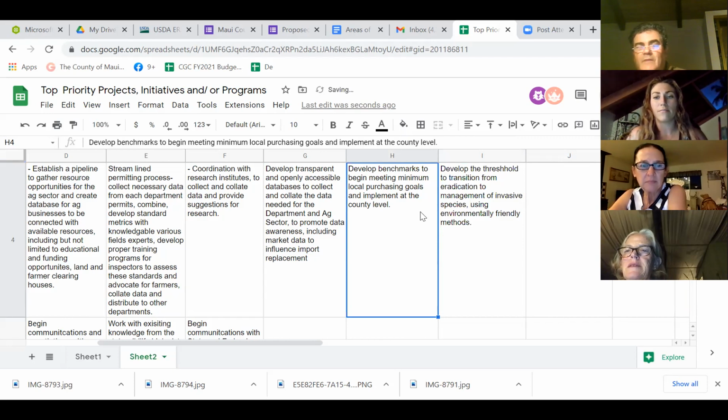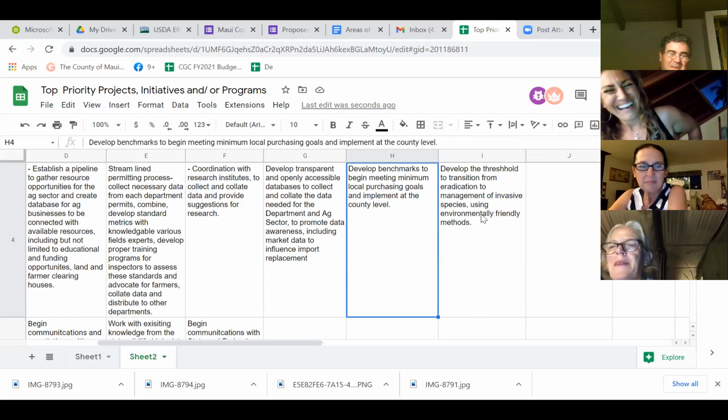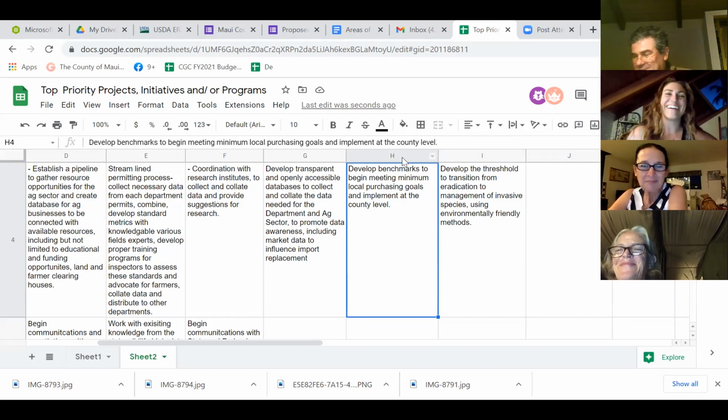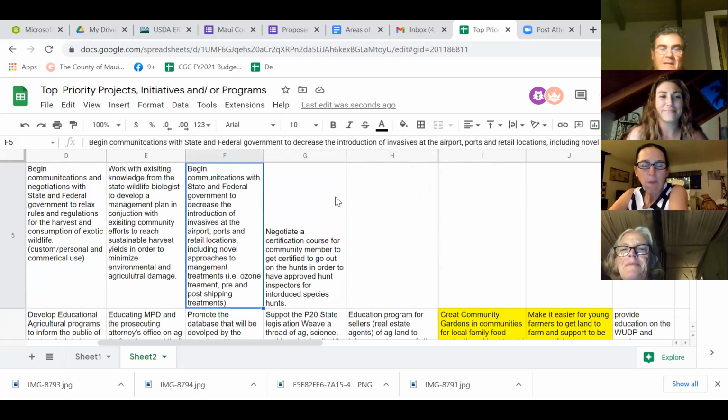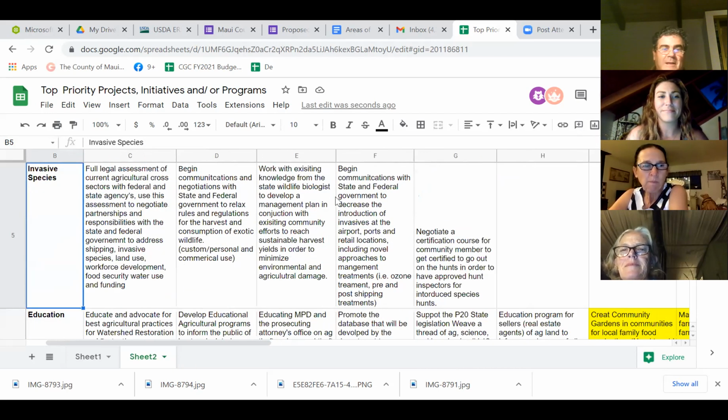Environmentally friendly, effective methods. I think they'll understand that it needs to be effective. All right, I'll behave. Okay. Was there anything else we saw for that one? You know, when you get into the killing things, we kind of get excited here.